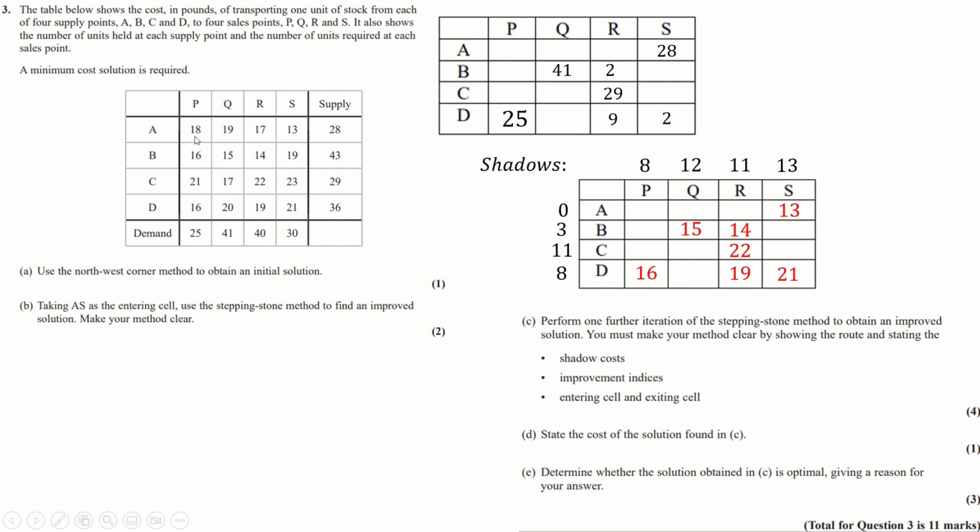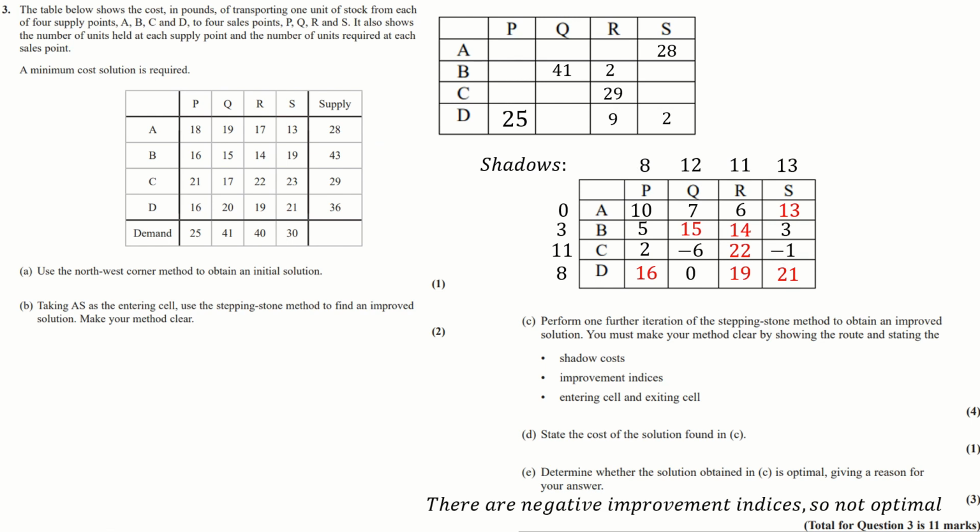And then do the same thing. So 18 take 8 take 0 is 10. 19 take 12 take 0 is 7, and so on. Do that for all of them. If they're all positive, then it's an optimal solution. Now in this case, they're not. This one is negative, so this is not optimal. And we just have to state that we've got a negative improvement in Z, so it's not optimal. We could improve this.